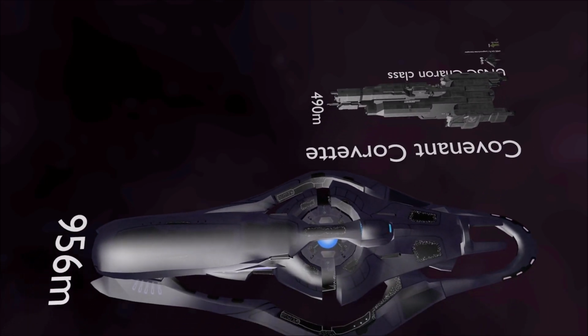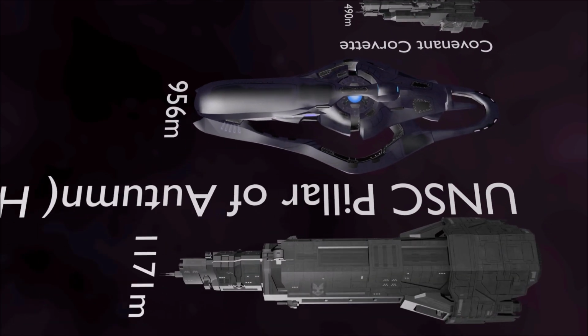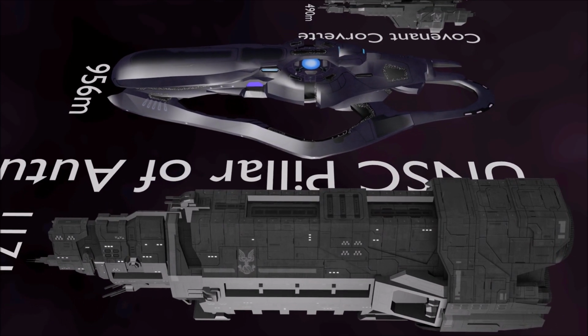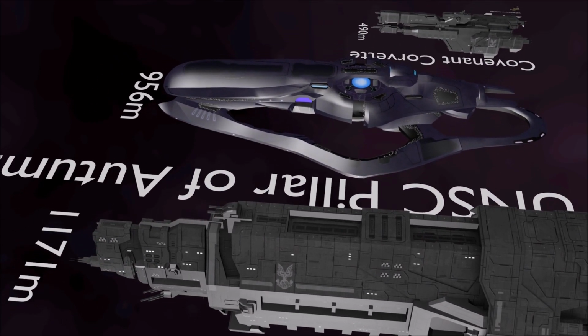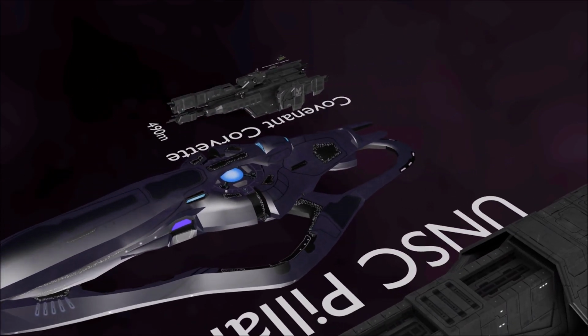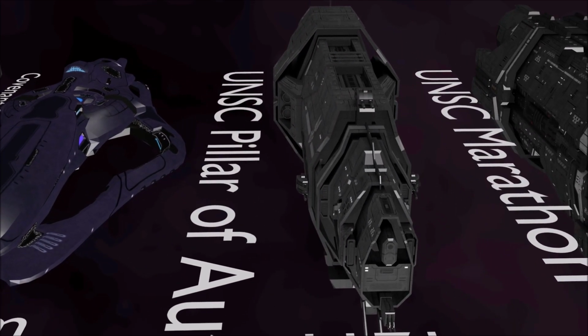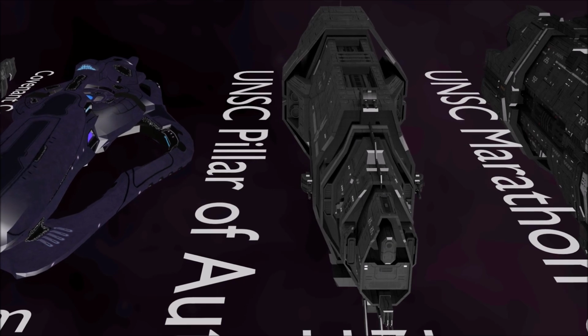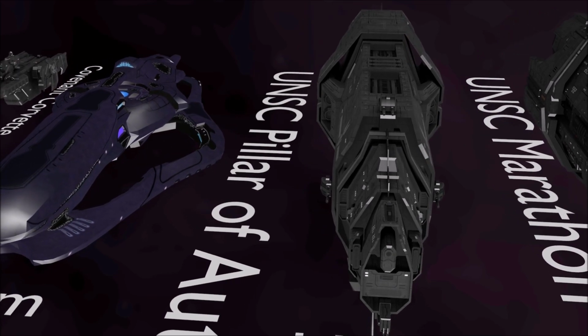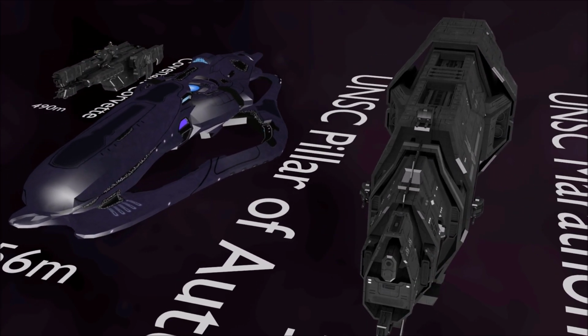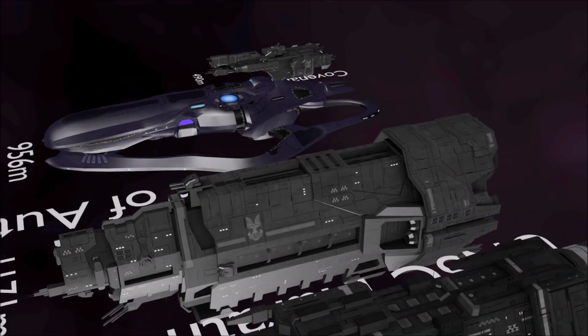frigates on even terms. The UNSC Pillar of Autumn is next, and it has a length of 1,171 meters. This ship was a Halcyon-class light cruiser in the UNSC. This ship was destroyed during the Battle of Installation 04. The Halcyons were used as troop carriers, as they weren't very effective in combat.